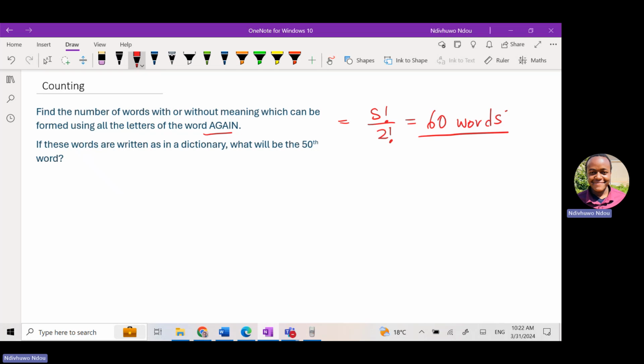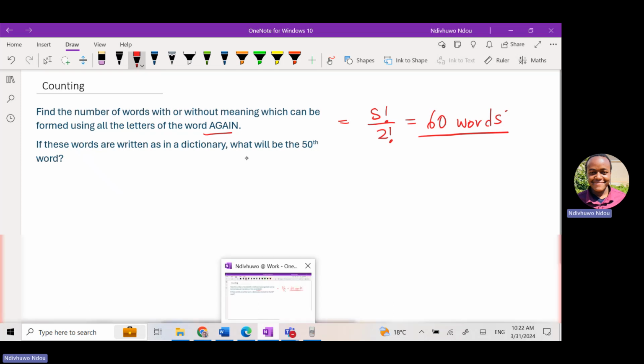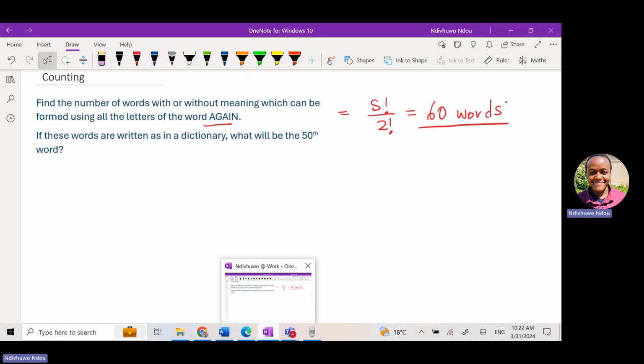It says, if these words are written as in a dictionary, this is very important, guys, what will be the 50th word? What is the implication if we are writing this as in a dictionary? It means that you'll be writing in alphabetical order. Remember, in a dictionary, letters are put in alphabetical order. So we need to count what will be the 50th word. Will it be GAAIN, something like that? What would be the 50th word?